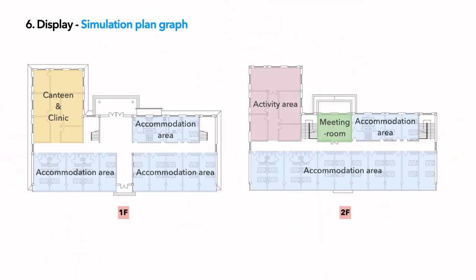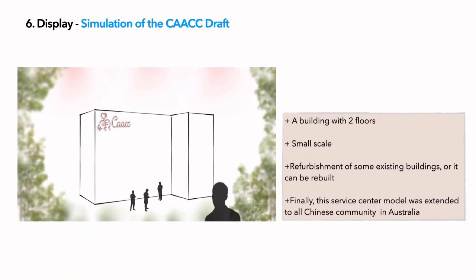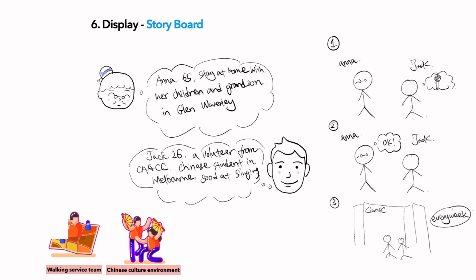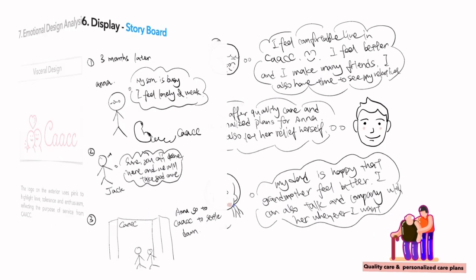I also made a simulation of the plan graph of the CAACC, and it can be divided into four parts. We also plan the CAACC as a small-scale building, and finally this service center model can be extended to all Chinese communities in Australia. And the final part is the storyboard of Anna, who is the target audience of our project, and also Jack, who is the volunteer from the working service team in CAACC.